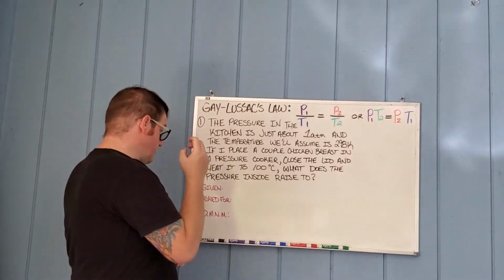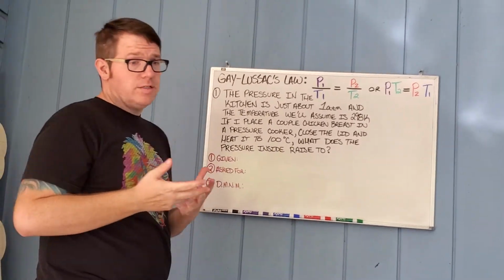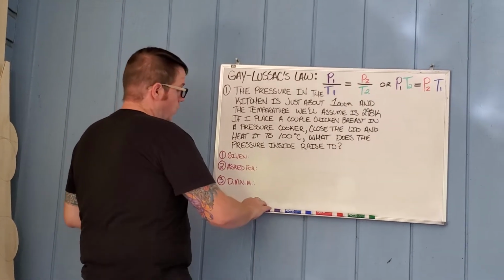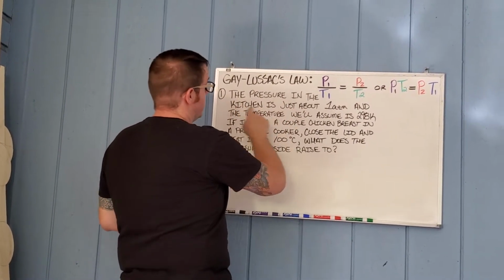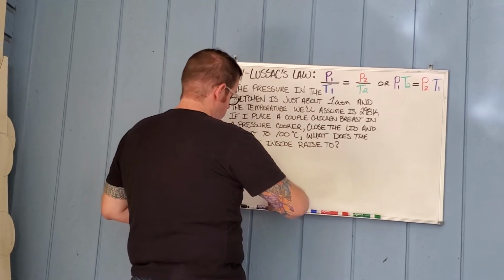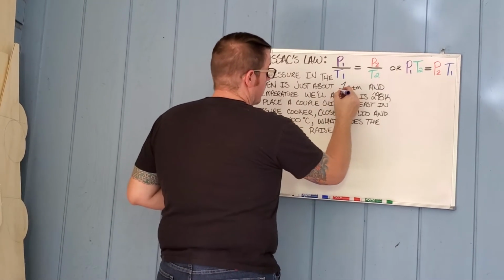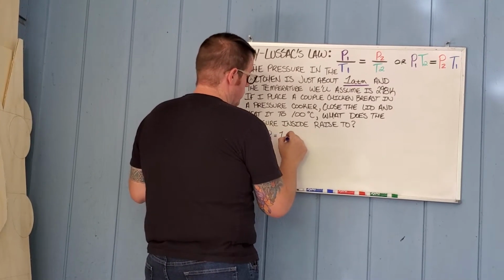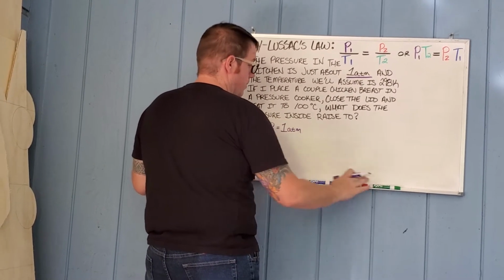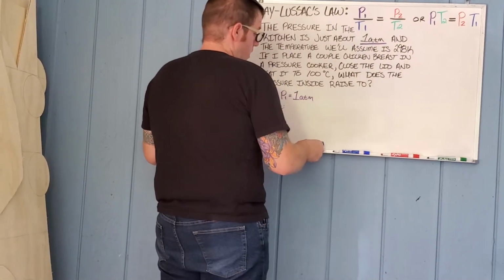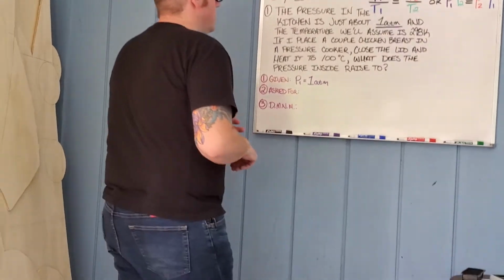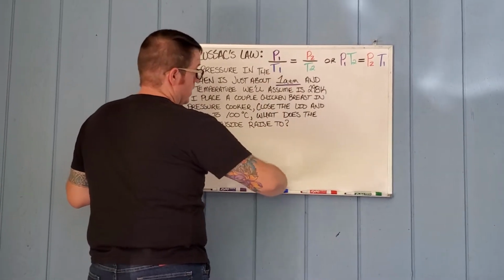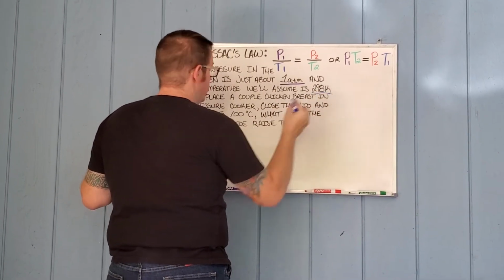So again, we just go through our 3-step process, reading through the question and pulling out the information. So what are we given? The pressure in the kitchen is just about 1 atm. So we can underline this with purple and say that we are given P1, which is equal to 1 atm. Okay, let's read again. And the temperature we'll assume is 298. So we'll say T1 is 298. We can underline that in blue.